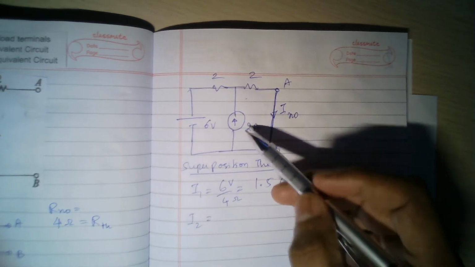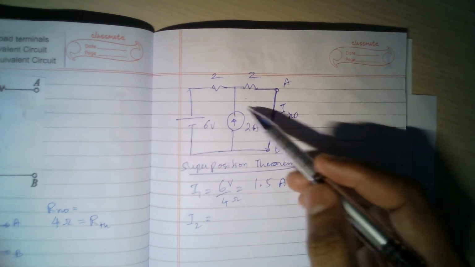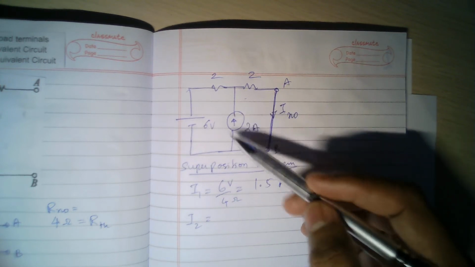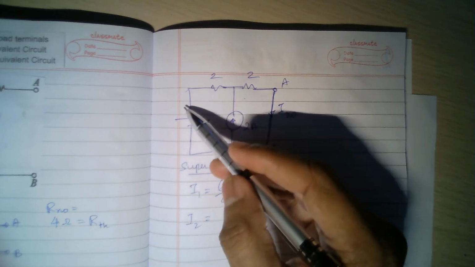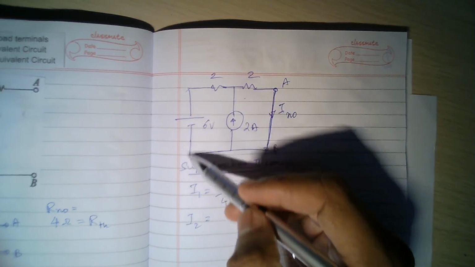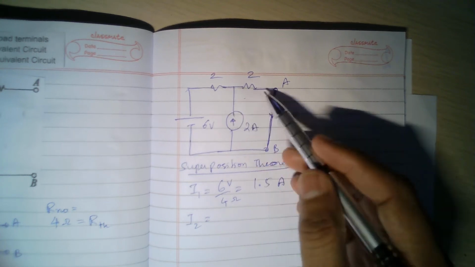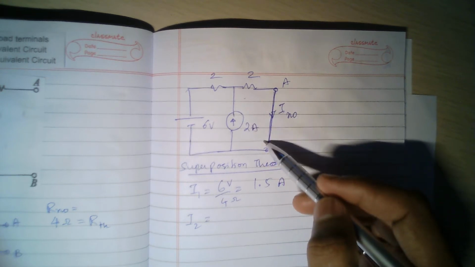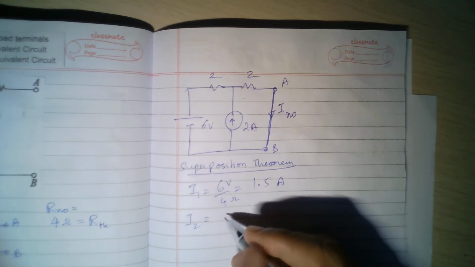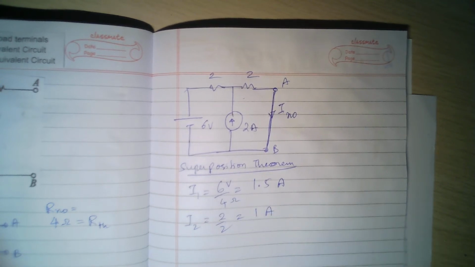So what is I2? In the case of I2, you have to short circuit the voltage source and only consider the current source, 2 amperes. Now the 2 amperes current goes up. The left side is a short circuit and this path has a resistance of 2 ohms, and the right side also has a path of resistance of 2 ohms. So it is exactly symmetrical. 1 ampere will go left and 1 ampere will go right, and it will flow through this. Therefore I2 will be nothing but 2 by 2, that is 1 ampere.